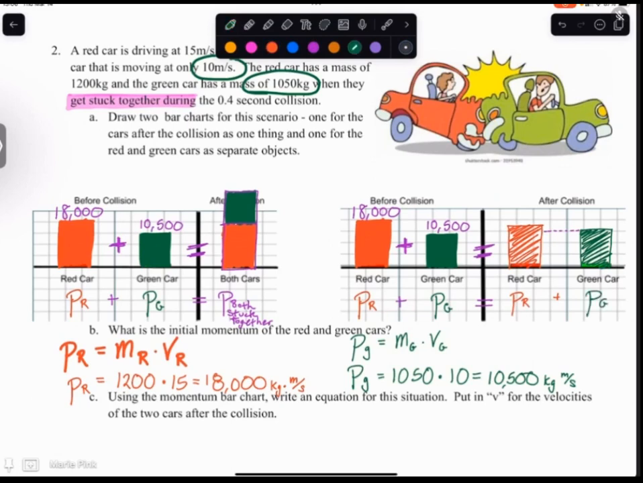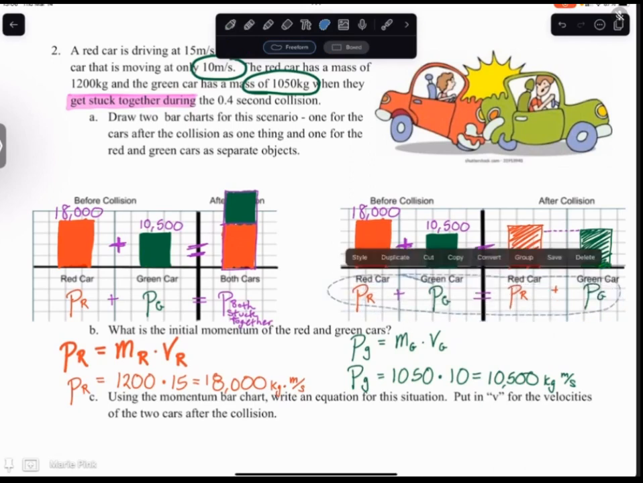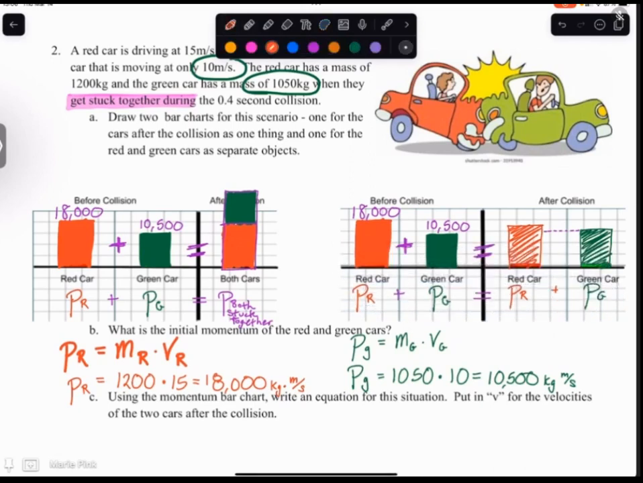Now, what gets tricky is once you've done this, each momentum is actually going to be mass times velocity. So I could also write each of these as mass times velocity. So mass of the red car times velocity of the red car plus the mass of the green car times velocity of the green car equals mass of the red car times velocity of the red car. And we have plus the mass of the green car times velocity of the green car.